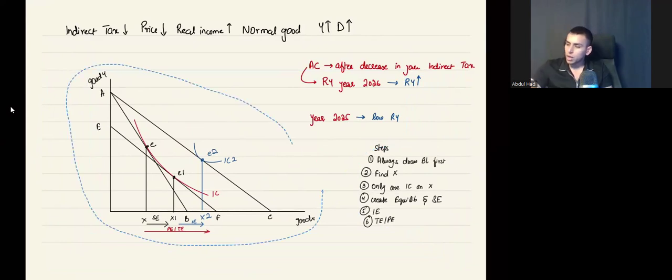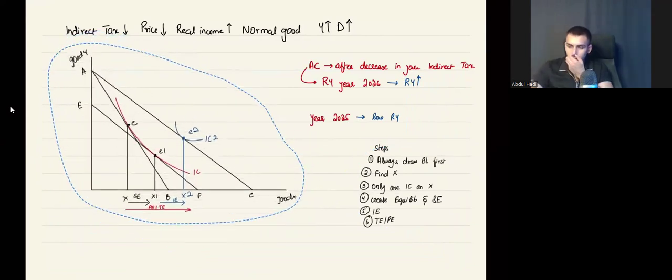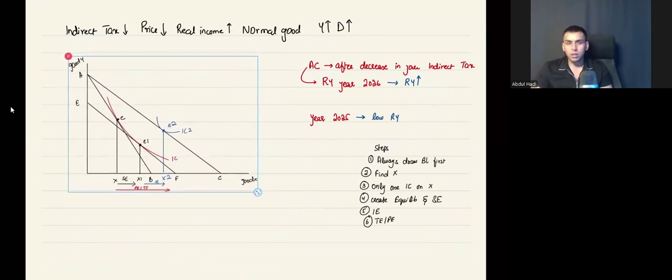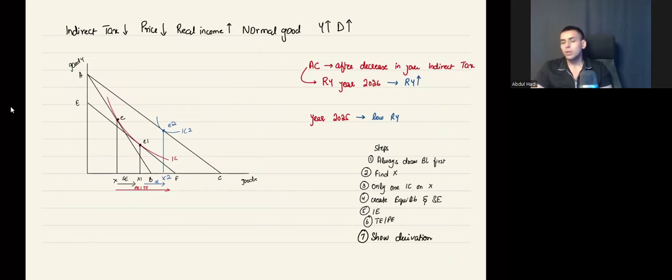All right. Now, we are talking about step number 7. Show derivation. Now, tell me one thing. We're talking about normal good, right? And normal good is luxurious in nature. Normal good is expensive in nature. So what elasticity of demand will it carry? Elastic demand, inelastic demand, perfectly elastic demand, perfectly inelastic demand. What is it?